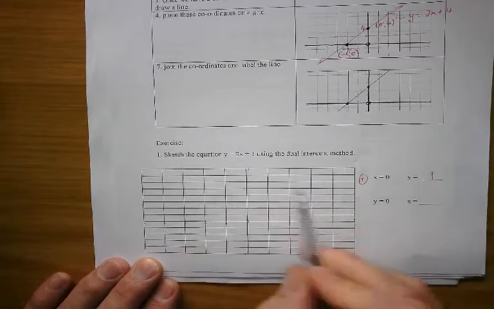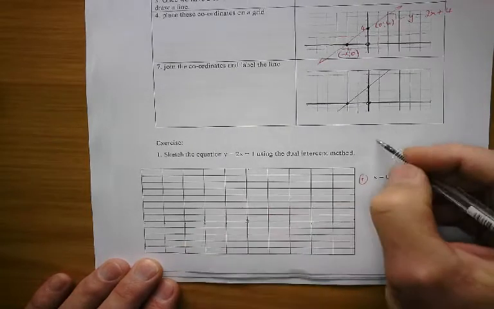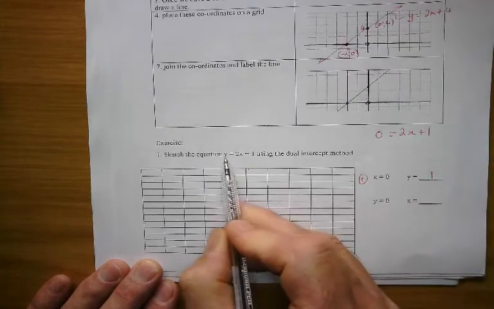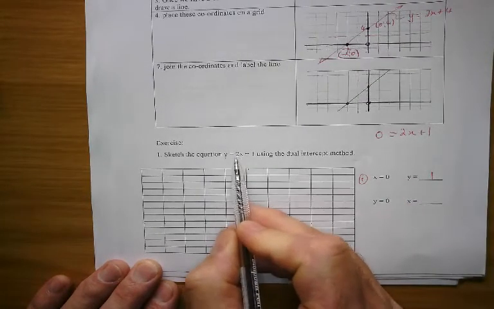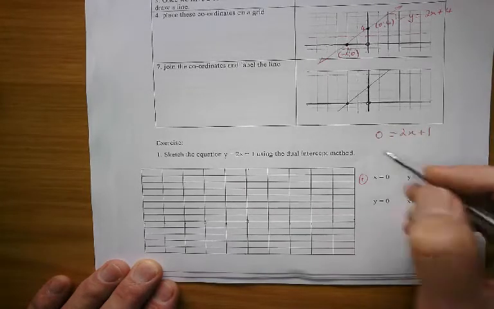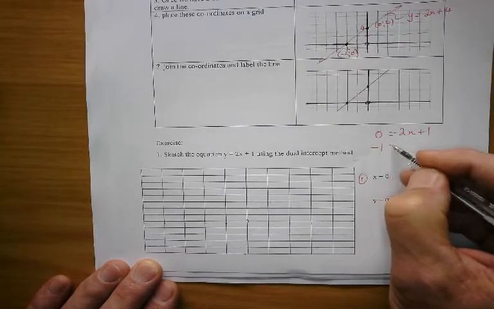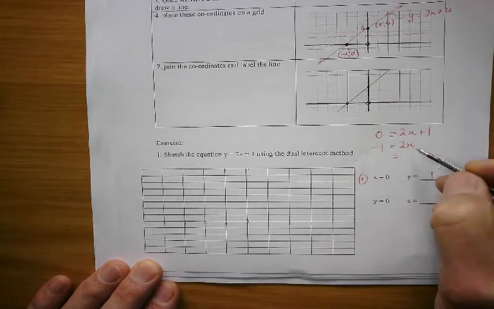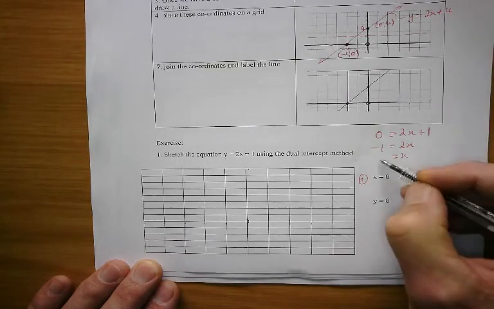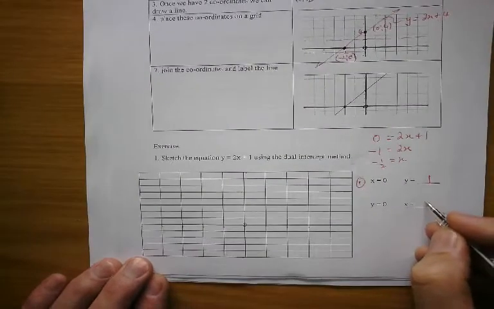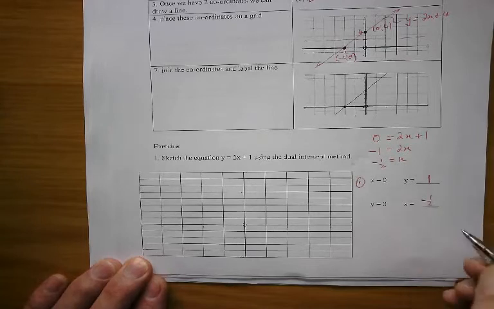Then make y equal to 0. Take out the y there. Make it 0 is equal to 2x plus 1. So I've substituted y as 0 there. Equals 2x plus 1. Take that 1 over to this side. And it becomes minus 1 equals 2x. Divide both sides by 2, and x is equal to negative 1 over 2. So x is equal to negative 1 over 2.